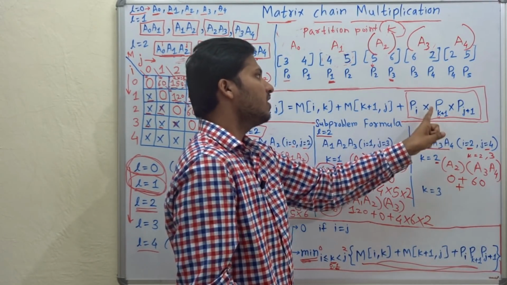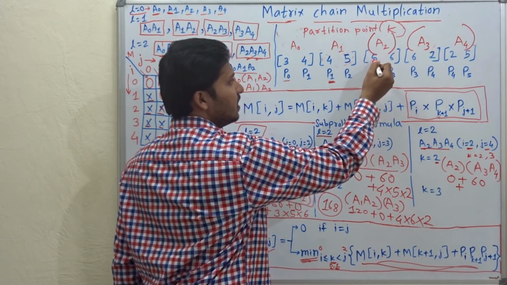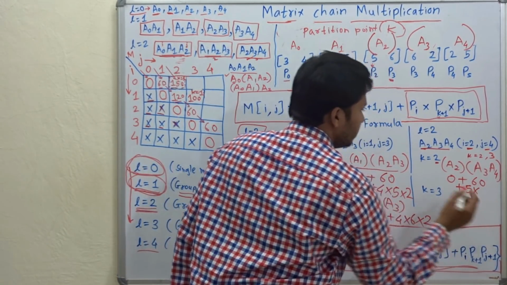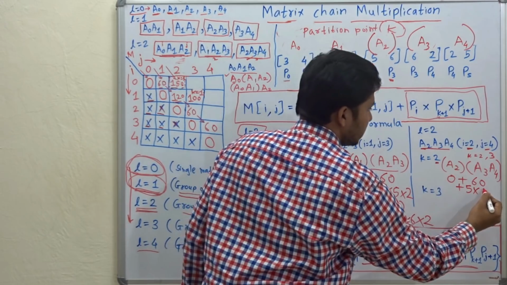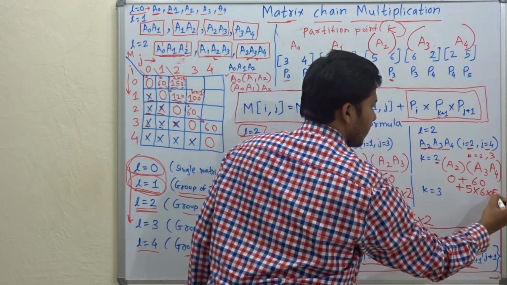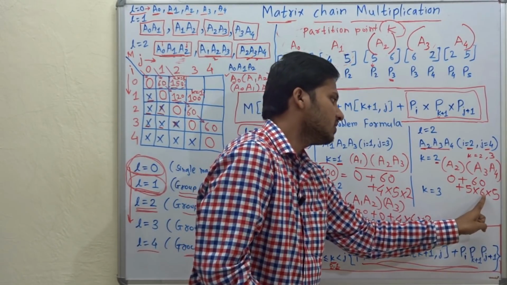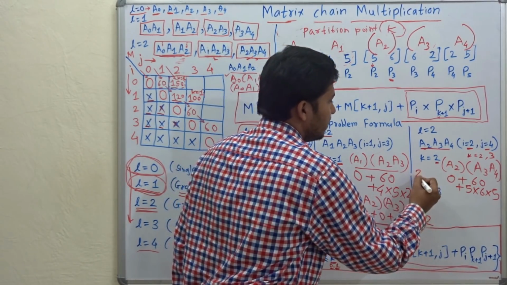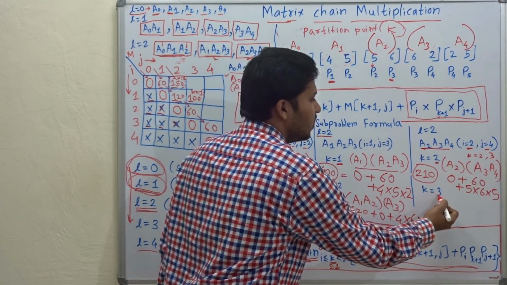So you know now how to calculate this. The first dimension of the first partition is our Pi, that is P2. So it is 5 into the first dimension in the second partition, that is 6, and the last dimension in the second partition, that is 5. Let's add them. 5 into 6 is 30, into 5 is 150. 150 plus 60 is 210.